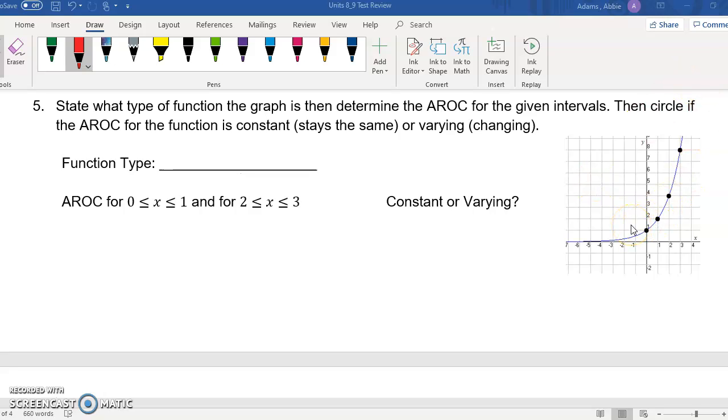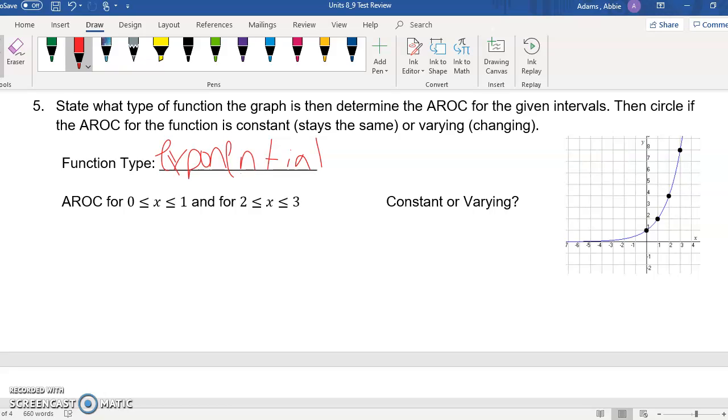Looking at it, this doesn't look linear, doesn't look quadratic, so this function type is exponential. There's clearly an exponential curve. So now let's find the average rate of change over these two intervals. From where x equals 0 to where x equals 1, and for when x equals 2 to where x equals 3. Thinking back on average rate of change, this is slope, so it's your rise over run.